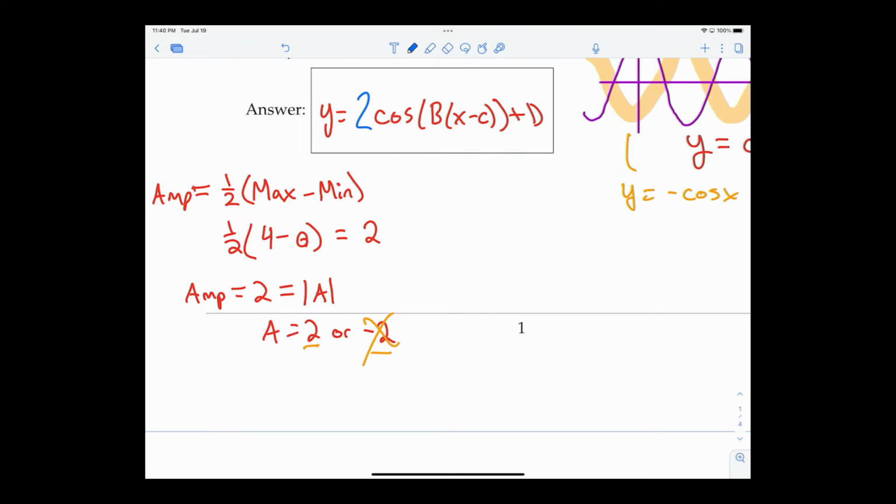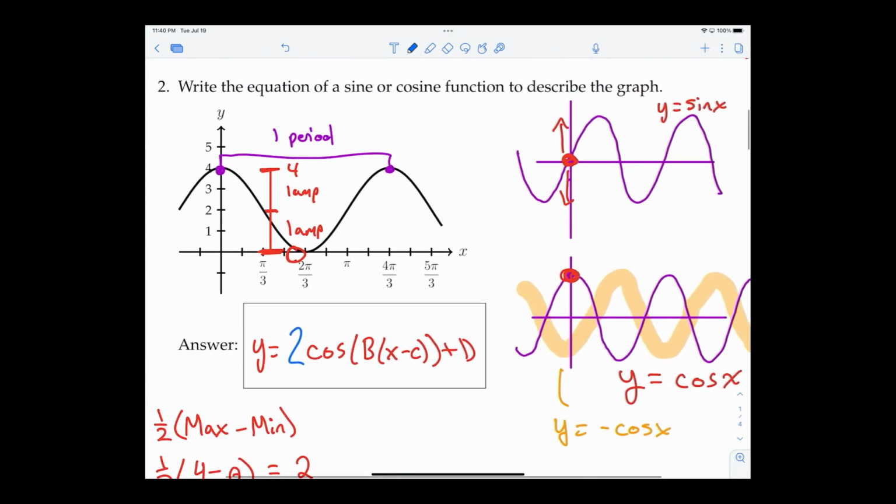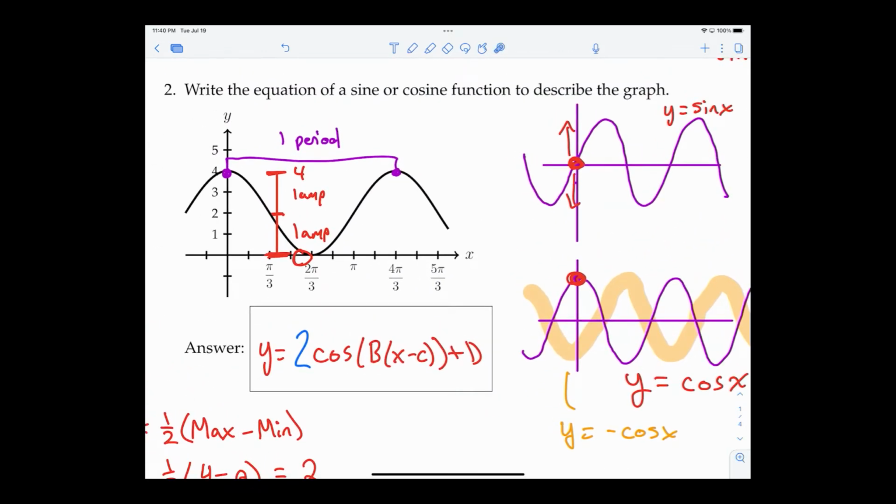So then the next thing to deal with is the period. So we know that the period measures this distance from here to here. So that's measured on the x-axis. So we just figure out how far that is. So of course, this is at x equals 0, right? This is at x equals 0 here. And then way over on the other side, this dot is at x equals 4 pi over 3. So how far is it from 0 to 4 pi over 3? Well, it's 4 pi over 3.